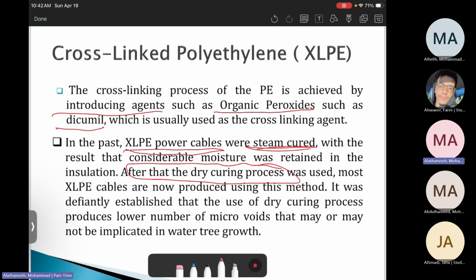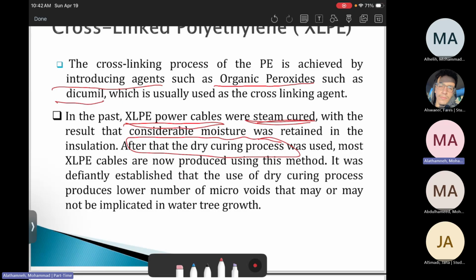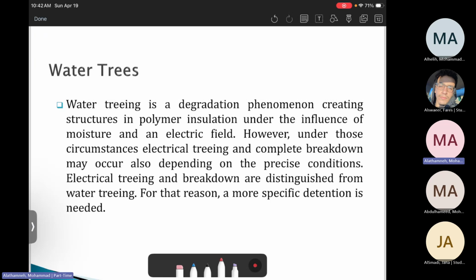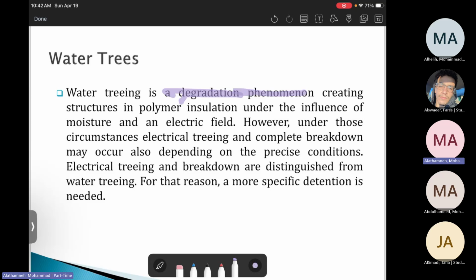It was definitely established that the use of the dry curing process produces a lower number of microvoids, which may or may not be implicated in water tree growth. Water trees are basically a degradation phenomenon, creating structures in polymer insulation under the influence of moisture. Because of the moisture, it will start impacting the cable, causing water trees, under the influence of the moisture and the electric field.